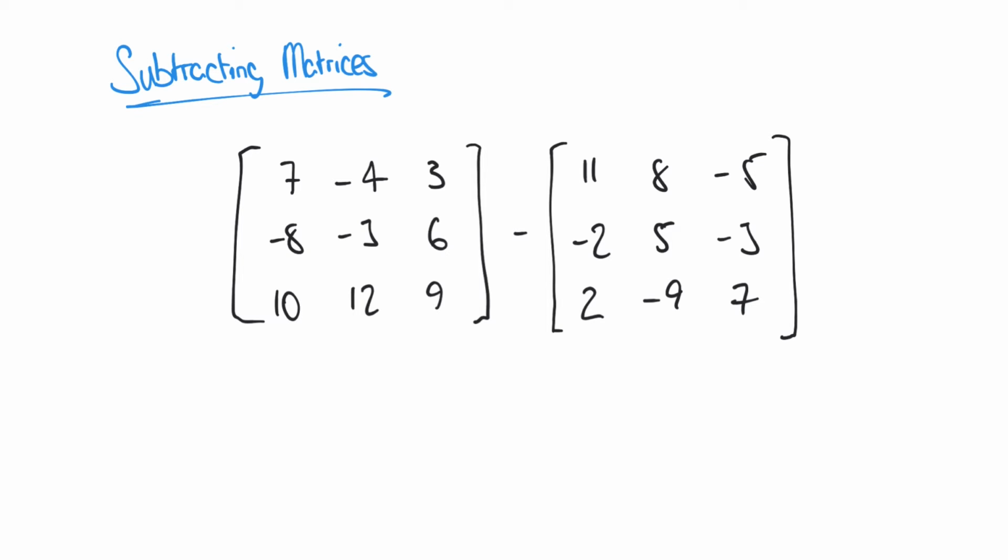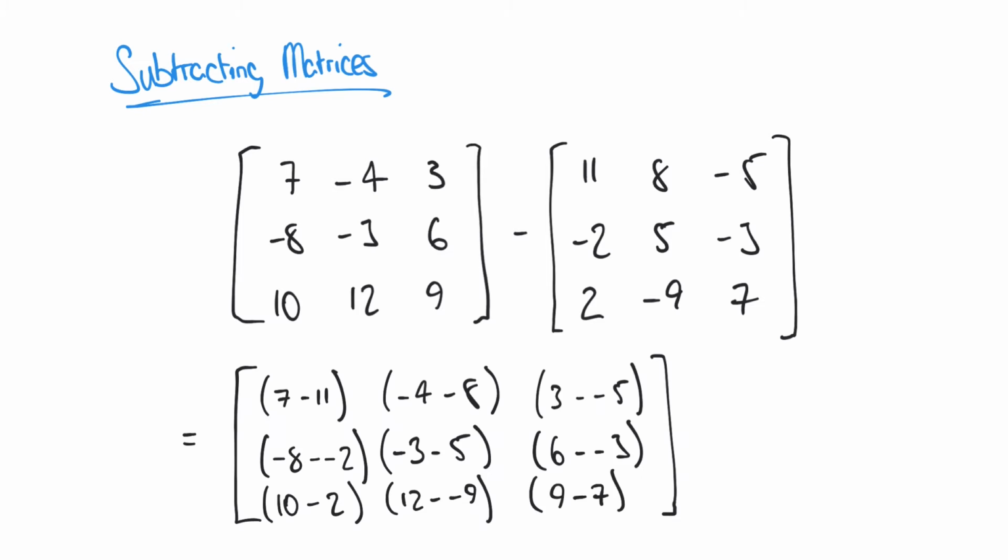We can use a very similar method for subtracting matrices. So here again we have two matrices with identical dimensions. They're both, in this case, 3 by 3 matrices. And this time we're going to subtract, which means subtracting the corresponding elements from each matrix, 7 minus 11, and so on and so forth. And so if we write this out in full, we'll see something like this. And then we can go ahead and evaluate each of these elements.